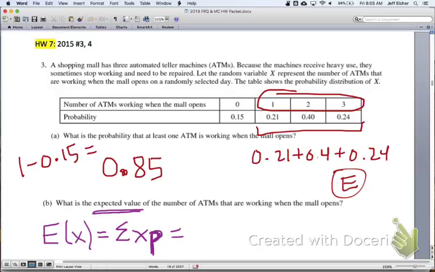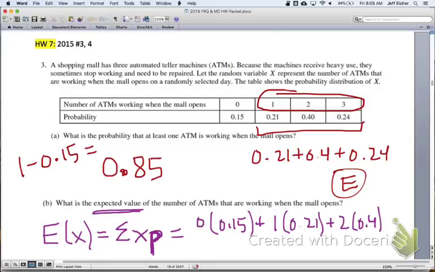So to get the answer we'd have 0 times 0.13 plus 1 times 0.21. This is a weighted average, basically, plus 2 times 0.4 plus 3 times 0.24. That would be the supporting work that you would need to show, and the answer we would get is 1.73 ATMs. So on average, we expect 1.73 ATMs to be working when the mall opens. That is the expected value. That is also worth an E.